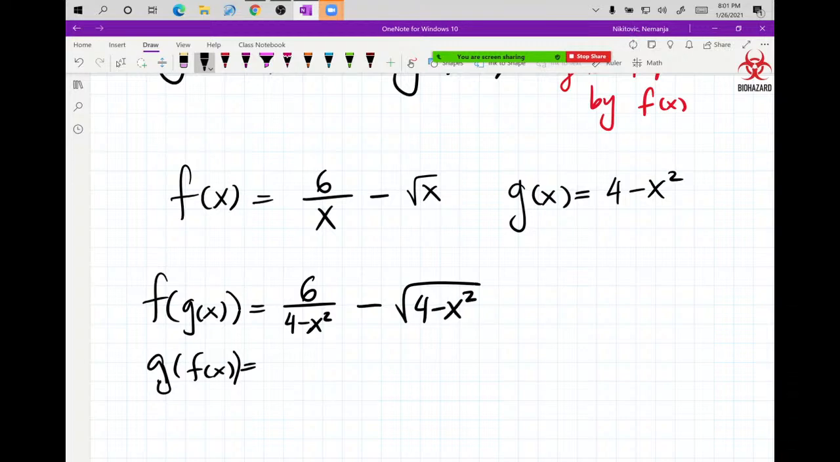And before anyone says anything, there is nothing you can do here. You can look at it and cry, but you cannot simplify this. You cannot take square roots of 4 and x squared because there's a minus in between. You can take the root of this, but you cannot take a root of that. So good. Now how about the G one?